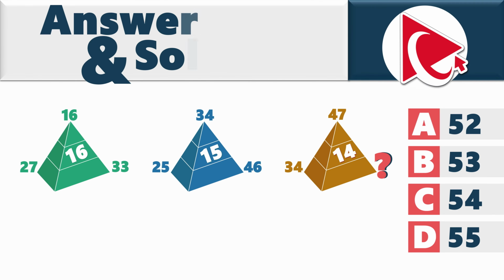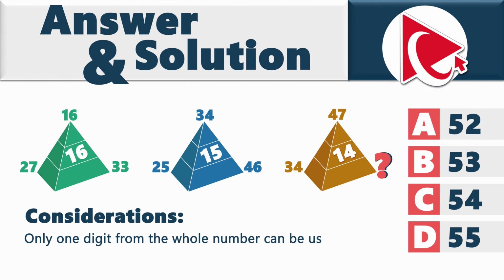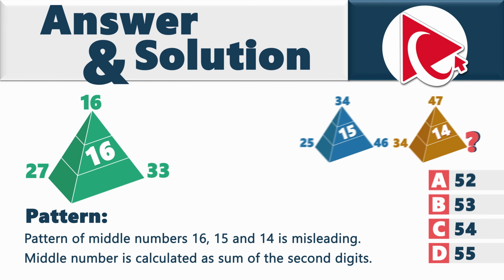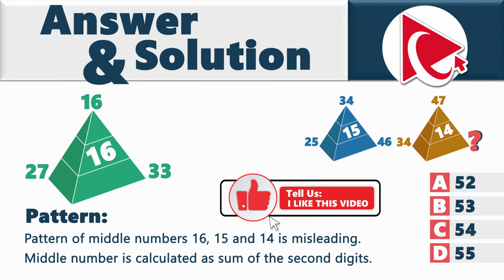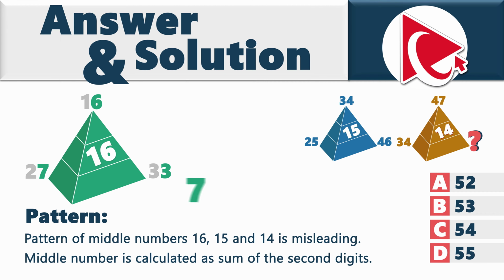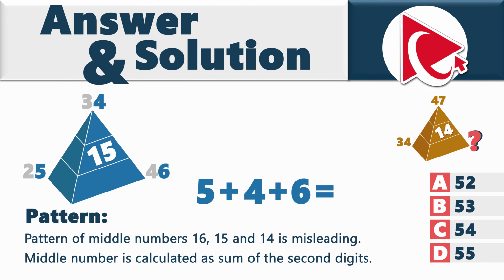And speaking about mysteries, I gotta share the secret with you. Only 1 digit from the whole number is used in the calculations here. So, for example, in the first pyramid, instead of using numbers 27, 16, and 33 to calculate the middle number 16, only numbers 7, 6, and 3 are used in the calculations. And sum of 7, 6 plus 3 is exactly 16. If you look at the second pyramid, the numbers 5, 4, and 6 are used in the calculation. And sum of 5, 4, and 6 is 15.